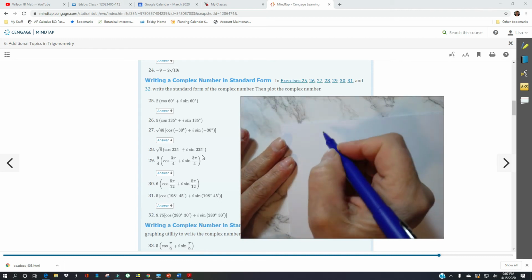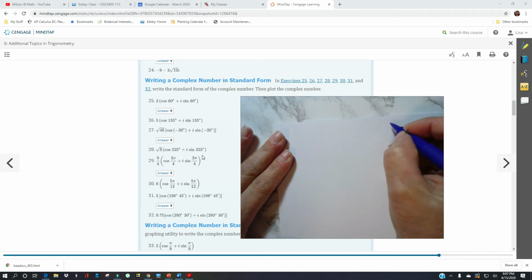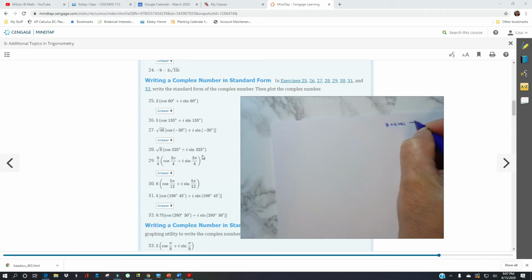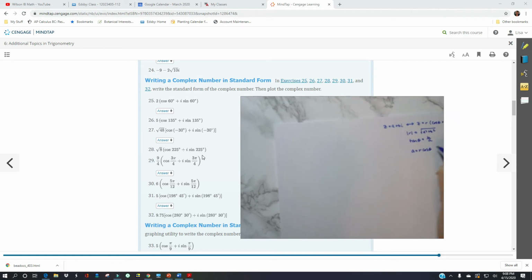So now remember that we have a standard form. This goes both ways to trig form. We know that the modulus r is equal to the square root of a squared plus b squared. We know that the tangent of theta is equal to b over a. We know that a is equal to r cosine theta and b is equal to r sine theta.